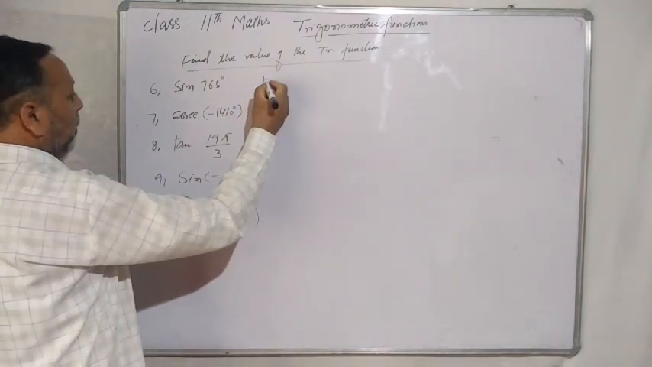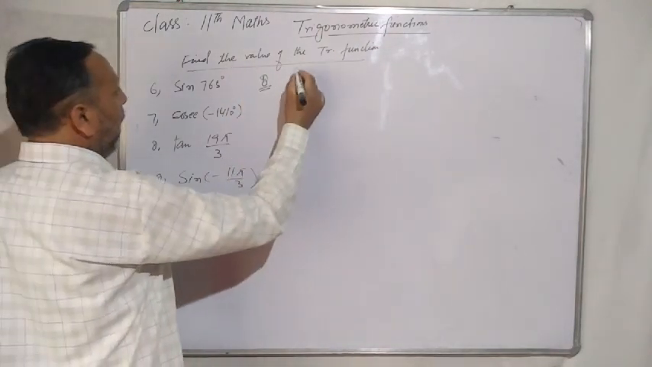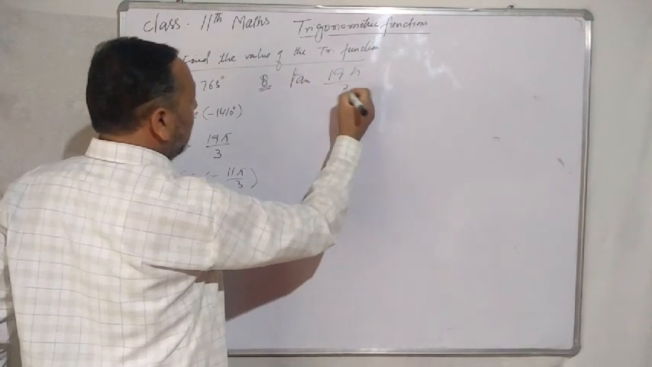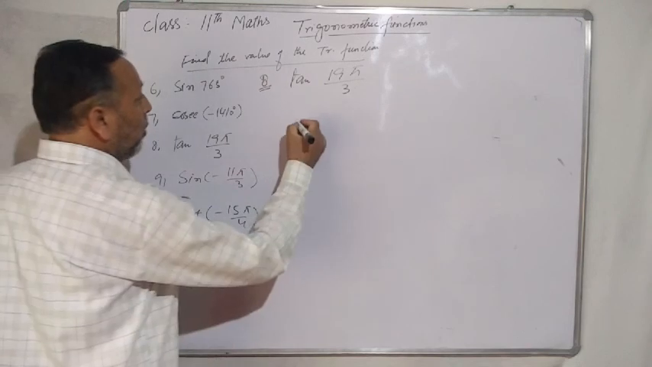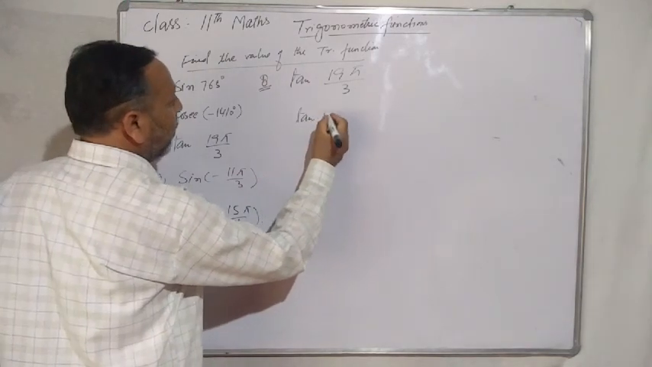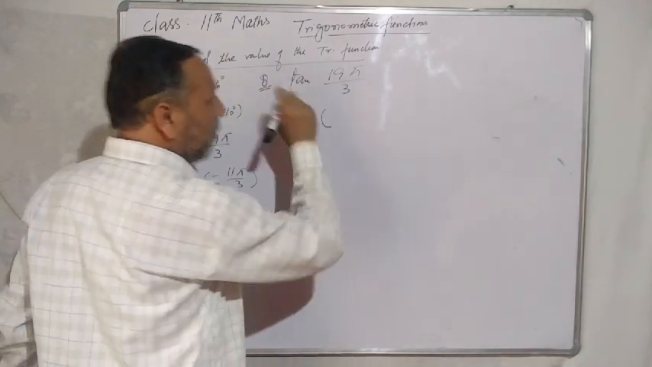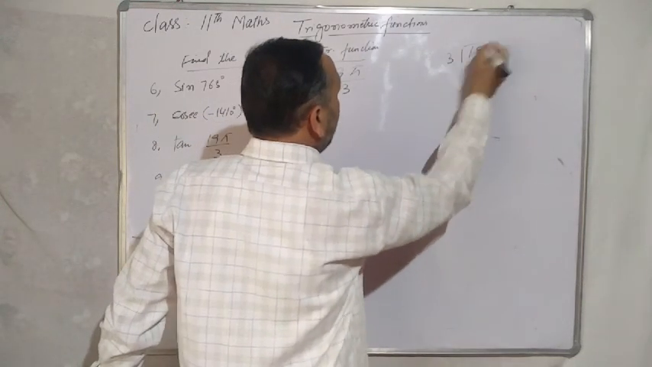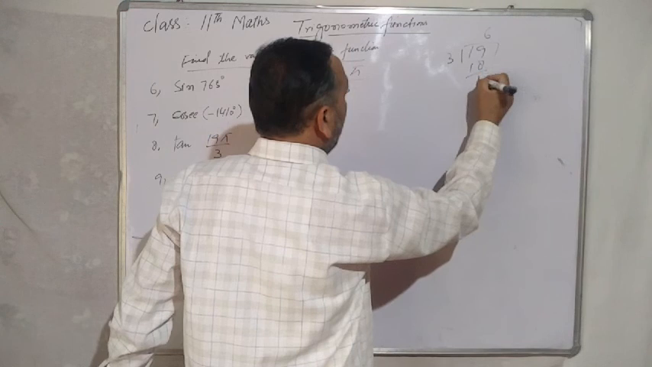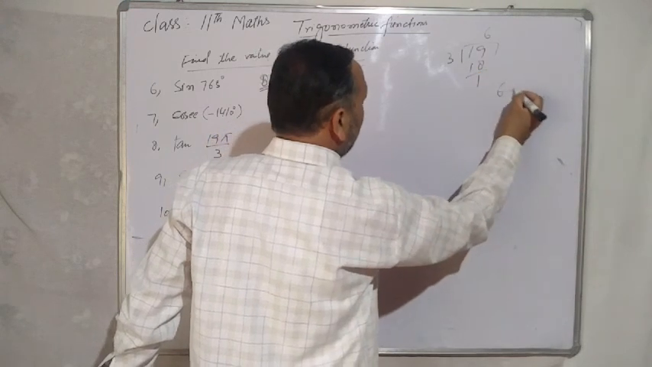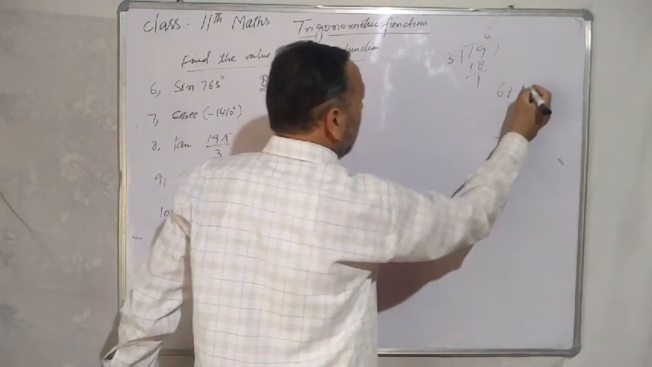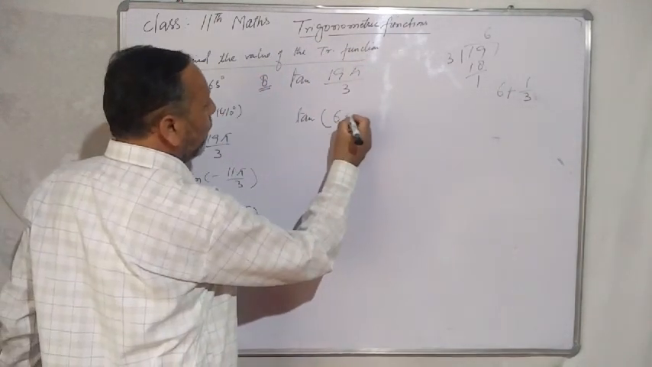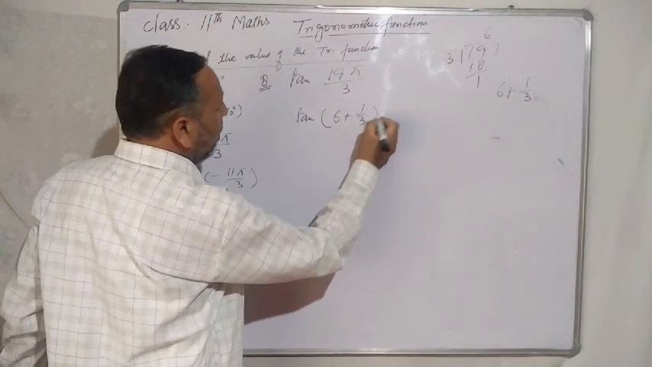Eighth question. tan of 19 pi by 3. अब यहाँ क्या करोगे? तो इसको मैं लिखूंगा tan ऑफ 19 को मैं 3 से डिवाइड करूंगी। डिवाइड 19 by 3, 3 6 is 18, ये हो गया 1। तो इसको मैं ऐसे लिख सकता हूँ 6 plus 1 by 3, 6 plus 1 by 3. So I can write it 6 plus 1 by 3 into pi.